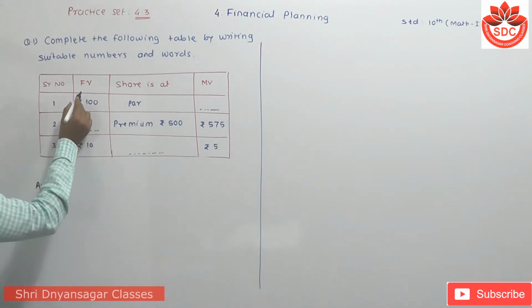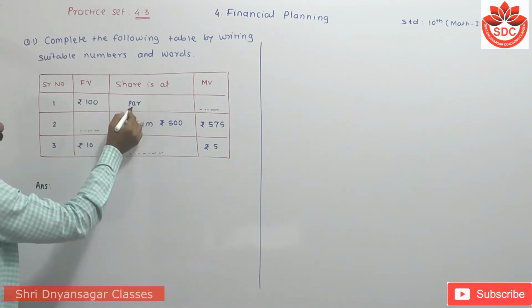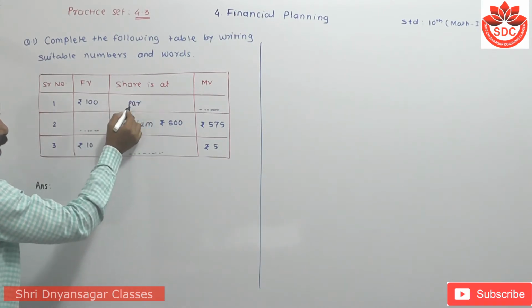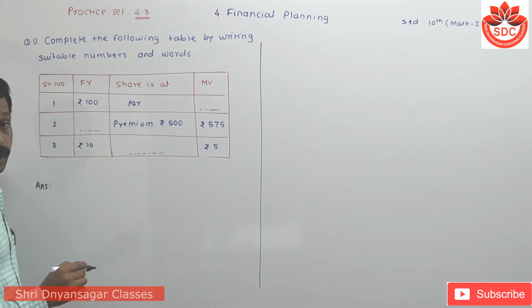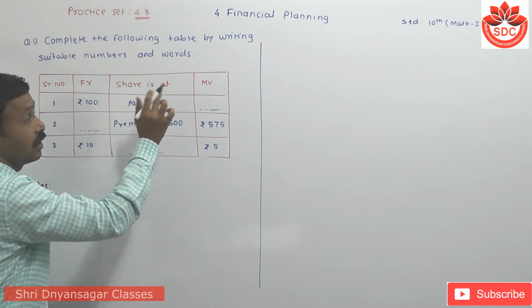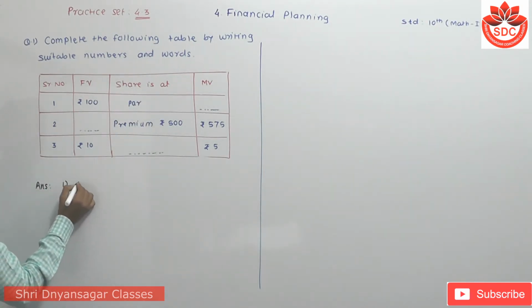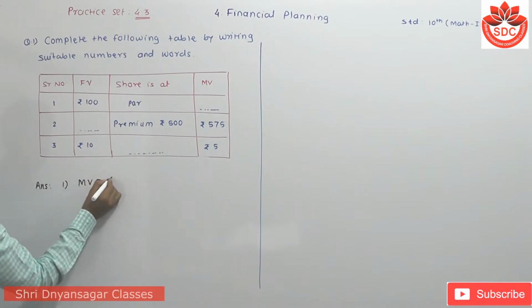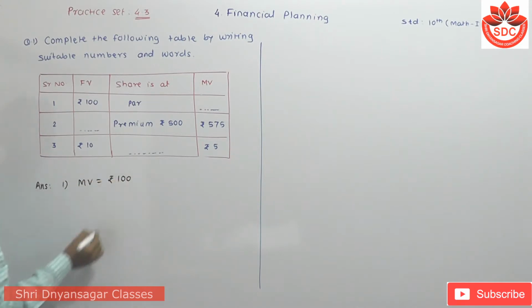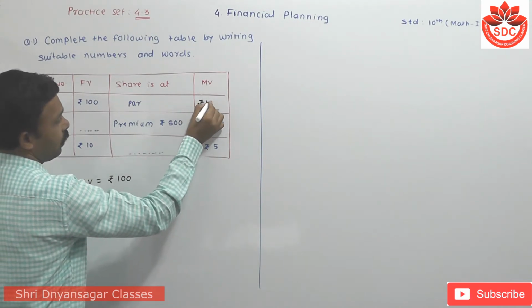First one is FV is given 100 rupees. Share is at par. Student, all of you know that if share is at par, at that time FV is equal to MV. Therefore, first one is MV is also 100 rupees. So here I have to complete this table also, 100.